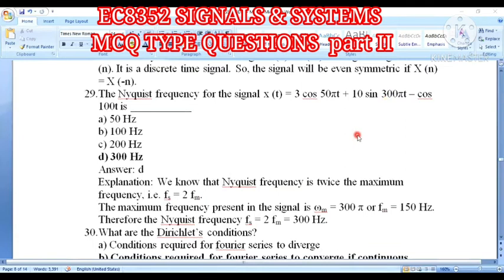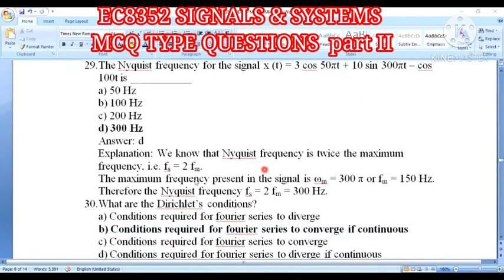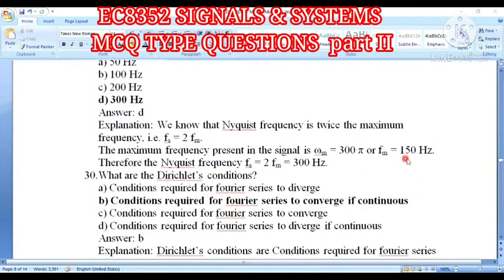The next one is the sampling frequency, Fs equal to 2Fm. From this I find the Fm value. Omega m is equal to 300 pi. This is the maximum frequency I choose from your given signal. So omega m can be written as 2 pi Fm, which is equal to 300 pi. Now this pi and pi will be cancelled out.